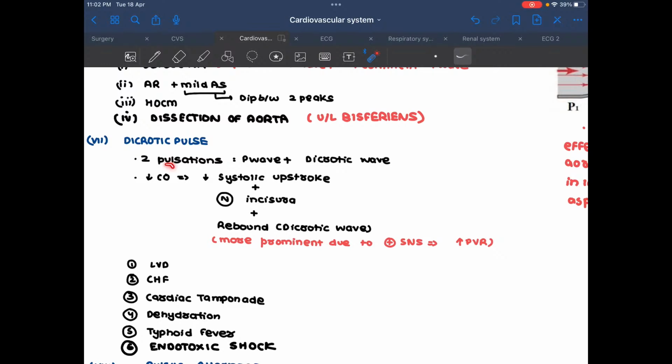So what's going to happen is whenever the cardiac output is less, the systolic upstroke will be decreased, and a normal incisura will be seen. But I'm going to see a very rebound dicrotic wave. Why? Because the total peripheral resistance has increased due to the decreased amount of cardiac output. So you name any cause of decreased cardiac output, mainly we can see a dicrotic pulse. That is, one pulsation is in the systole, one pulsation in the diastole.